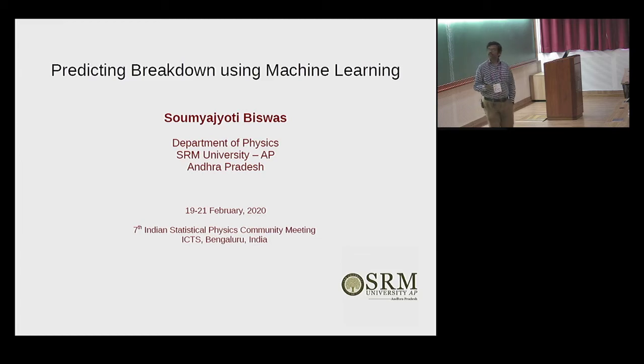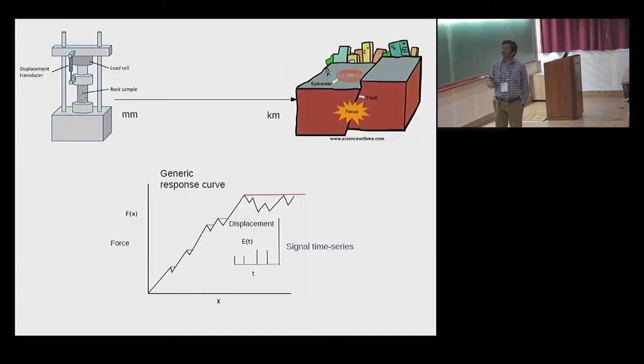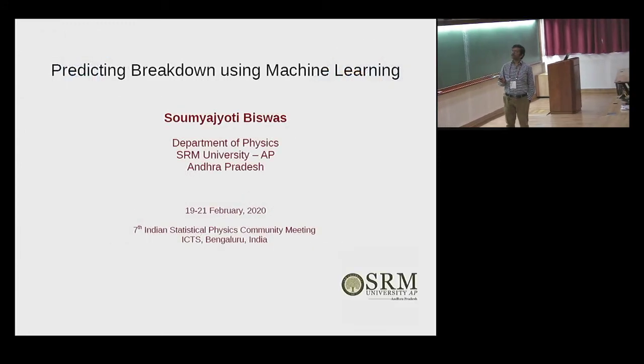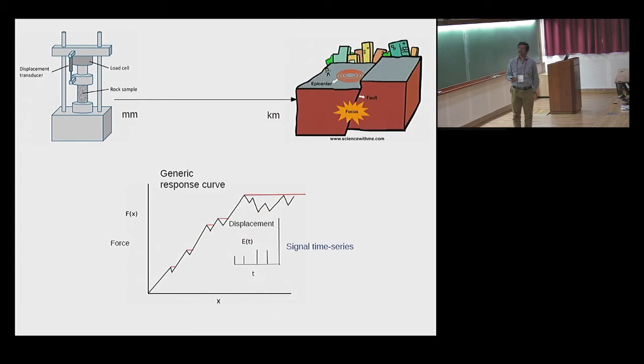I'll be talking about predicting catastrophic breakdowns in various systems by using machine learning algorithms. Fracture and breakdown happen at various length scales, starting from the laboratory scale of a few millimeters to even the tectonic scale of a few tens of kilometers. And they are all essentially disordered systems that are driven outside of their linear elastic regime.